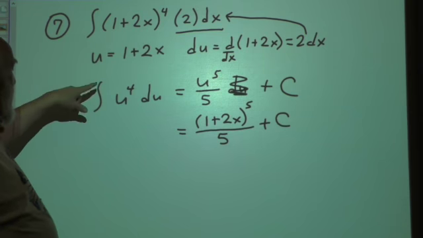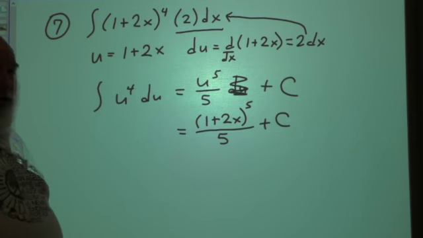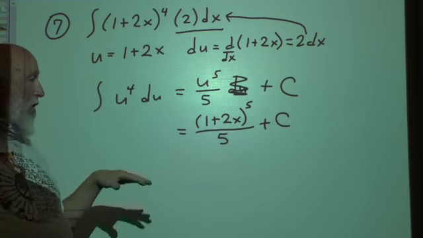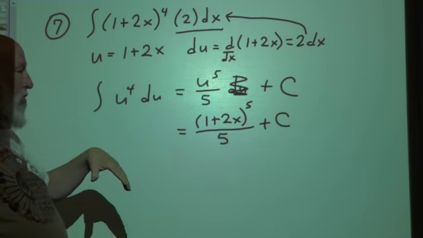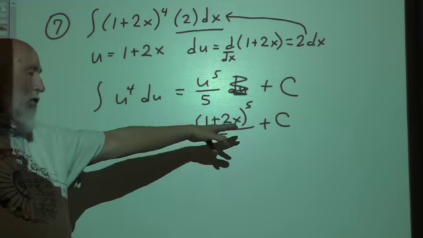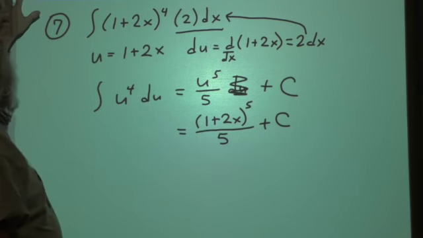And remember, this is an indefinite integral. You will not have an a and a b, there will not be endpoints, so this is indefinite, so you need to include the c for that.